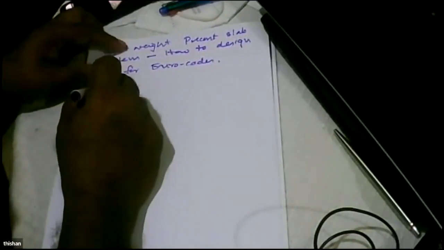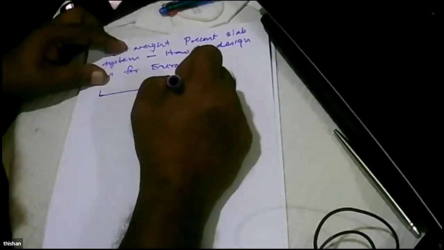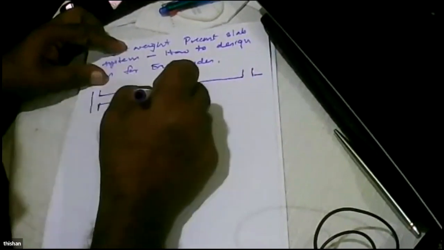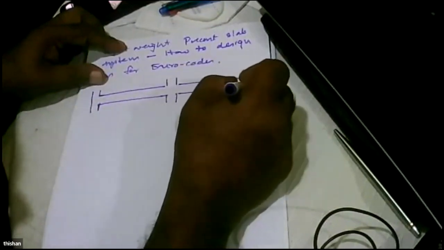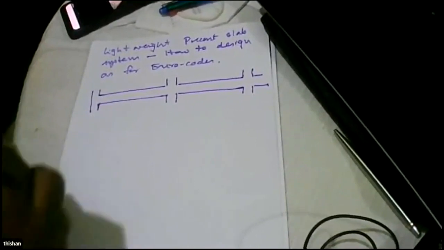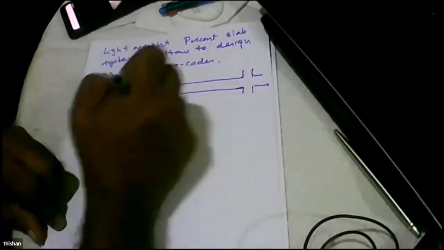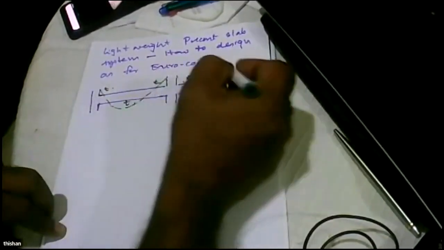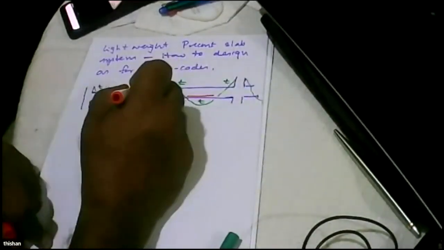If you take a normal slab, like this, supported by beams, and draw a bending moment diagram for it, it will take the shape like this. That means we get tension here, here, and here. Now to resist this tension, what we do is provide reinforcement here.